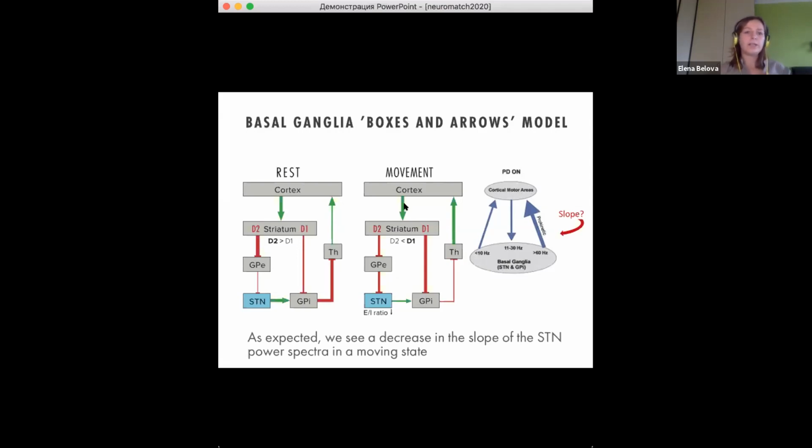On the right, you see the part of the picture that I have shown you earlier. And here we see prokinetic gamma oscillations that probably are not oscillatory activity, but maybe reflect the changes in the slope of the aperiodic broadband signal.